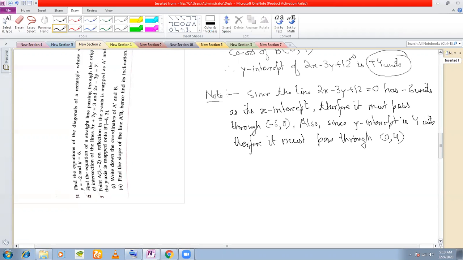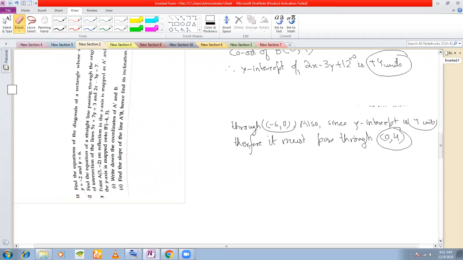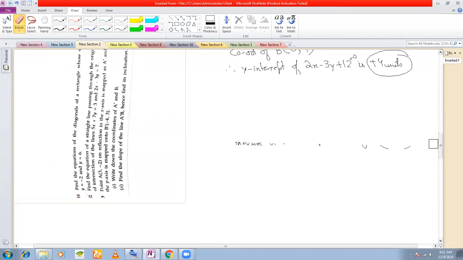In this question you were supposed to find the intercepts, but suppose the intercepts are given to you, that this straight line makes an intercept of minus 6 units, then automatically you must know that this line will always pass through minus 6, 0. And if the y-intercept is given to you as 4 units, then you must automatically know that the straight line will pass through 0, 4. So that is what question number 18 was. Lot of things to learn from question number 18. We now do the next problem, which is number 19.